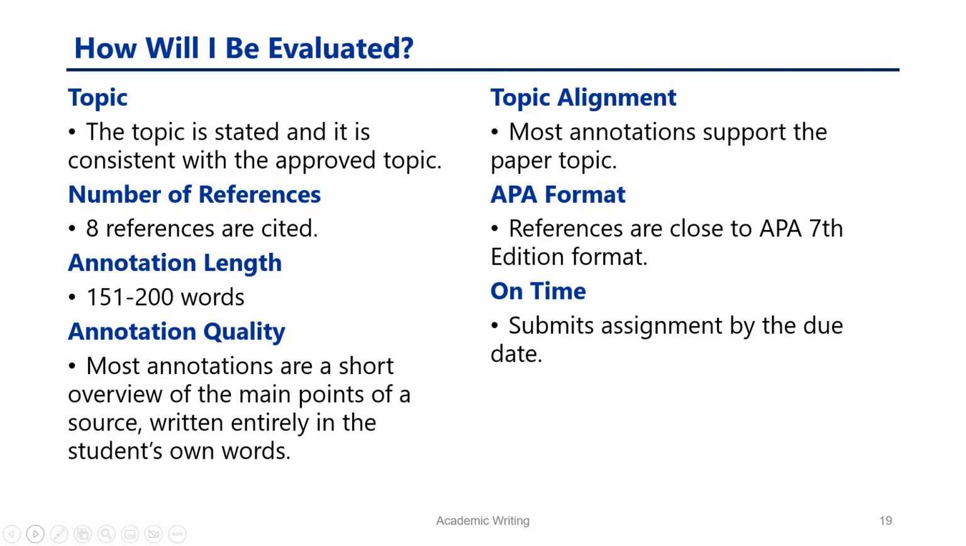Here's how we'll evaluate this assignment. First, the topic is stated and is consistent with the approved topic. There should be 8 references cited. Each reference should have an annotation, and the annotation should be 151 to 200 words long. Most annotations should be a short overview of the main points of a source, written entirely in the student's own words.